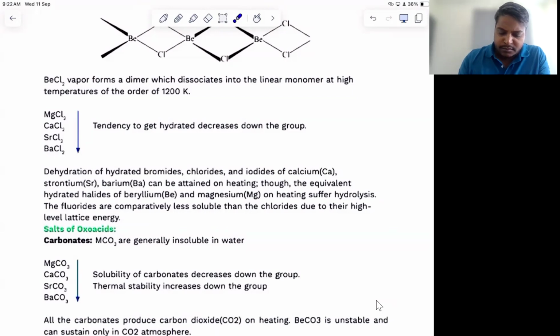Mainly magnesium forms MgCl2·6H2O. Well, it will have all the ranges, but 6H2O is what is observed the most. I think in NCERT 6H2O is only given, right? There was some confusion with 8H2O, but it is not the case. Usually it is 6H2O.